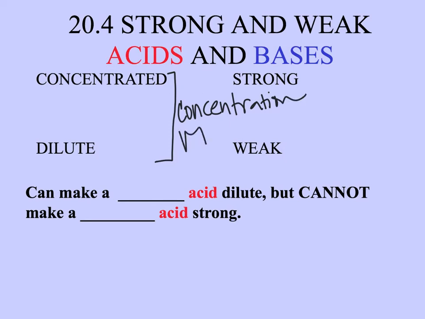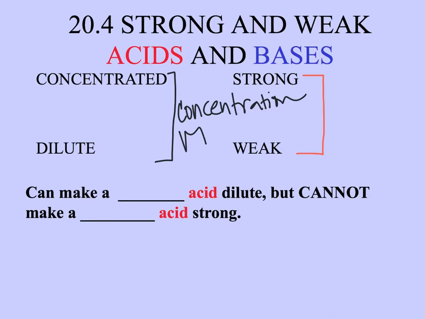When we are talking about how much solute there is compared to solvent, then obviously we would classify it as being concentrated if it has a lot of solute and very little solvent, and dilute is the opposite, a lot of solvent and very little solute. Then the terms over here, strong and weak, mean something completely different, okay? Strong and weak have no relationship to the concentration of the solution.